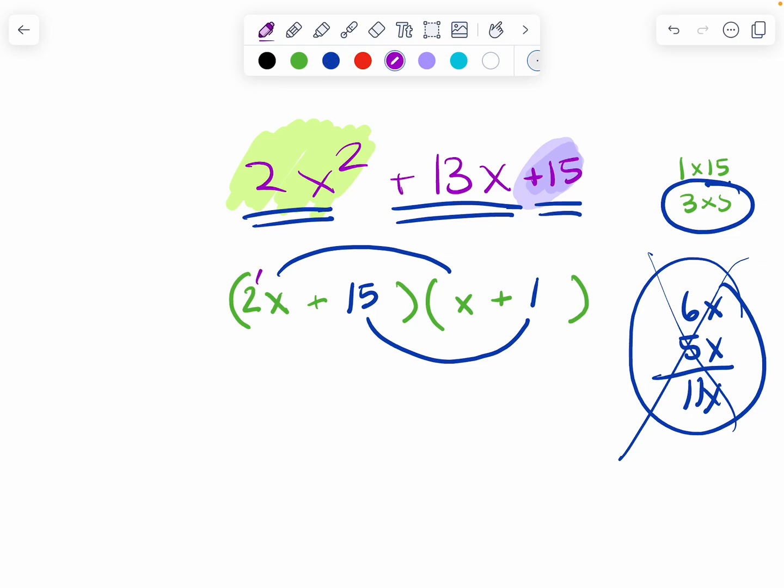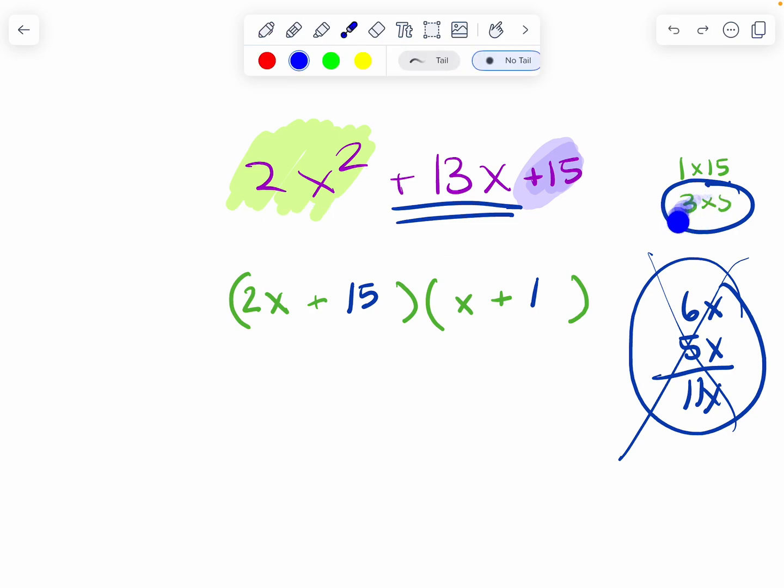If I connect the outsides, 2x times 1 is 2x. 15 and x is 15x. Put them together, you get 17x. Again, not the middle. That's because 15 and 1 wasn't the answer. Okay, so it wasn't 3 and 5, and it also wasn't 1 and 15, but it actually was 3 and 5. If you remember, I put the 5 here and the 3 here.